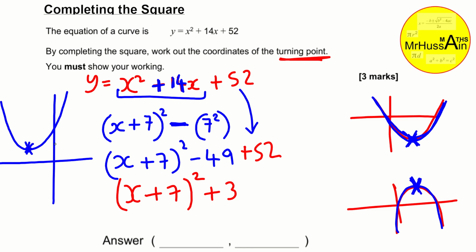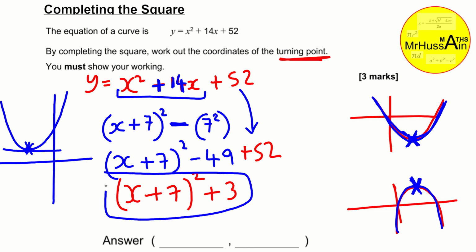Now, so the coordinates. So you look at this and you're looking for a y coordinate, okay? And you look at this. What does x have to be for all of that to be at its lowest? Remember, this is y equals, so it gives you the y coordinate. Well, x has to be minus 7 because minus 7 plus 7 is 0, 0 squared is 0, 0 plus 3 is 3. So x has to be minus 7.